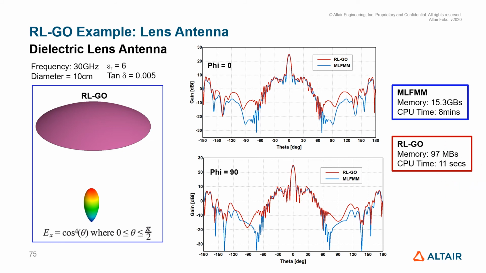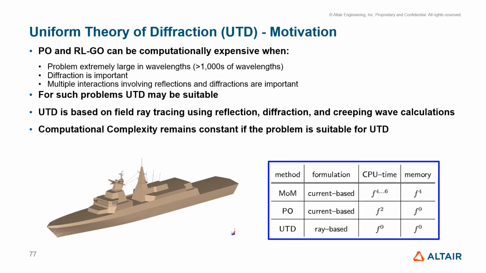Of course, you can use other methodologies we have in Feko as well to reduce the memory and CPU time. Also, let's take a look at the hybrid method of moments and uniform theory of diffraction methodology and its application. The motivation for using UTD instead of PO or RLGO is that they are both frequency scalable, but at the same time they could be very, very expensive at very high frequencies because of the number of triangles, the memory requirements, and the time it takes. For such problems, UTD could be suitable.